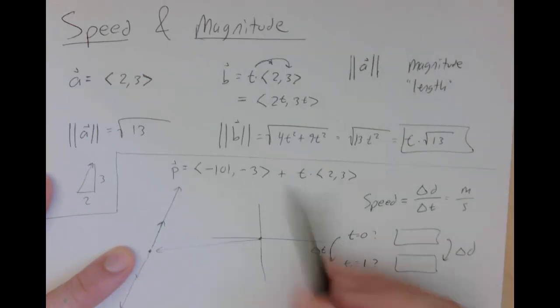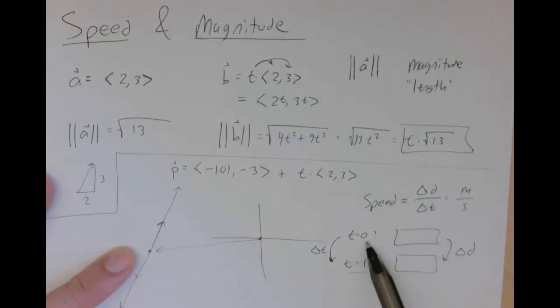And here we have something moving at a constant speed. This will not be true in general. It's very easy to write a vector where it's changing speeds. And in that case, you could still calculate the speed from time 0 to time 1, but that would be different than if you chose two different times to calculate the speed for.